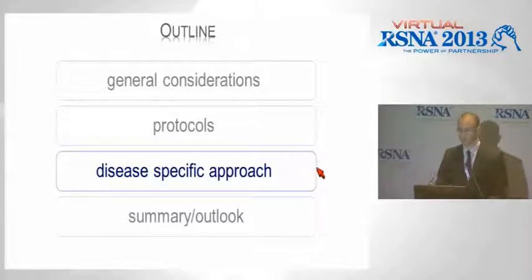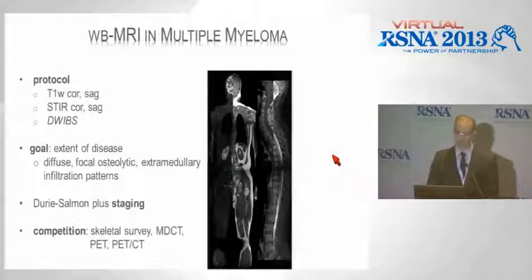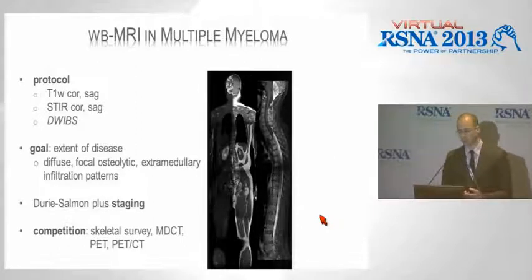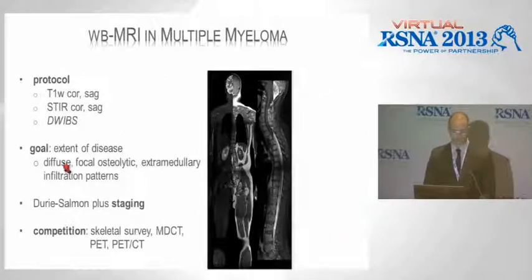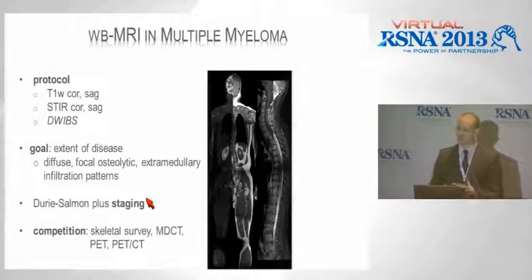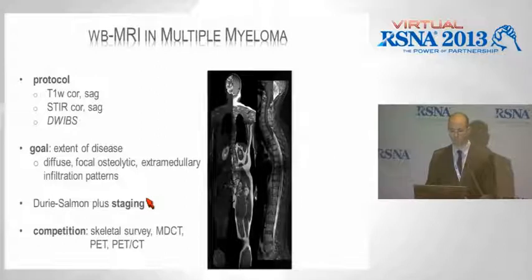Now let's move on to some more disease-specific approaches. A good, like the poster child basically in whole body MRI is multiple myeloma. I hope I can show you how MRI evolved into a mature clinical application. Usually what you do is a T1 and stir-based protocol in coronal and sagittal orientation, and oftentimes you would include diffusion-weighted images. The goal is to really stage the extent of disease. You want to look for diffuse or focal pattern of infiltration. There's the Dewey-Salmon staging system, and we'll look into that, and we also see what the competition does.